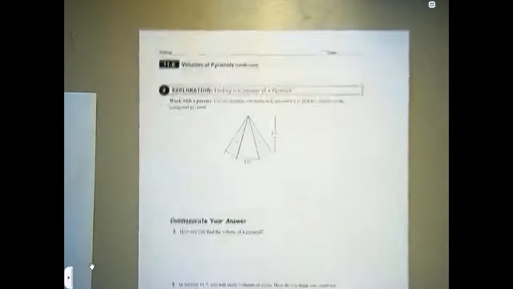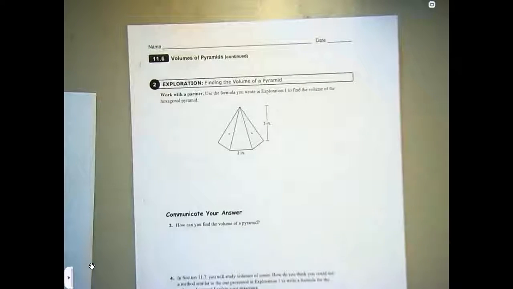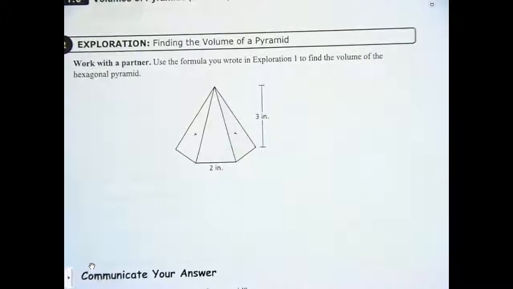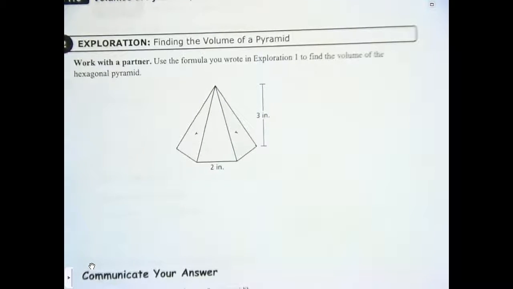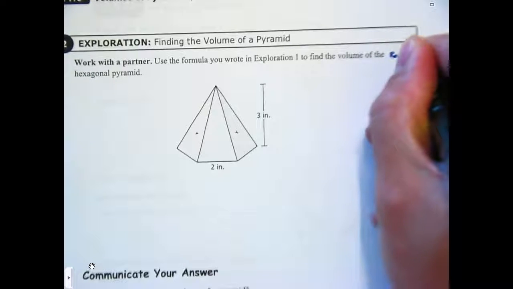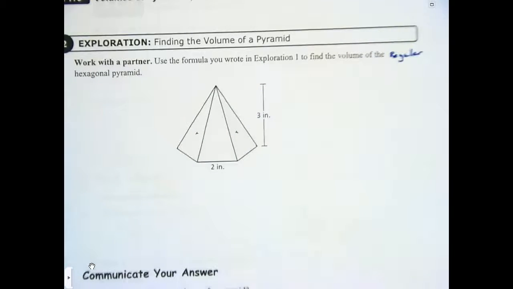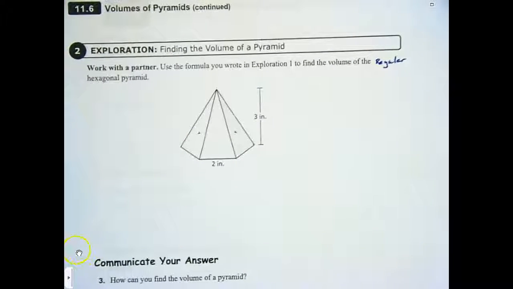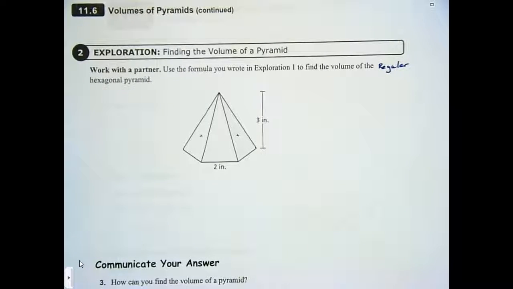So using that information, I want you to take a look at the next page. Unless they've changed it in your student journal, you need to note that this is a regular hexagonal prism. Okay? So it's a regular hexagonal prism. All right, go ahead and work on question number 2.